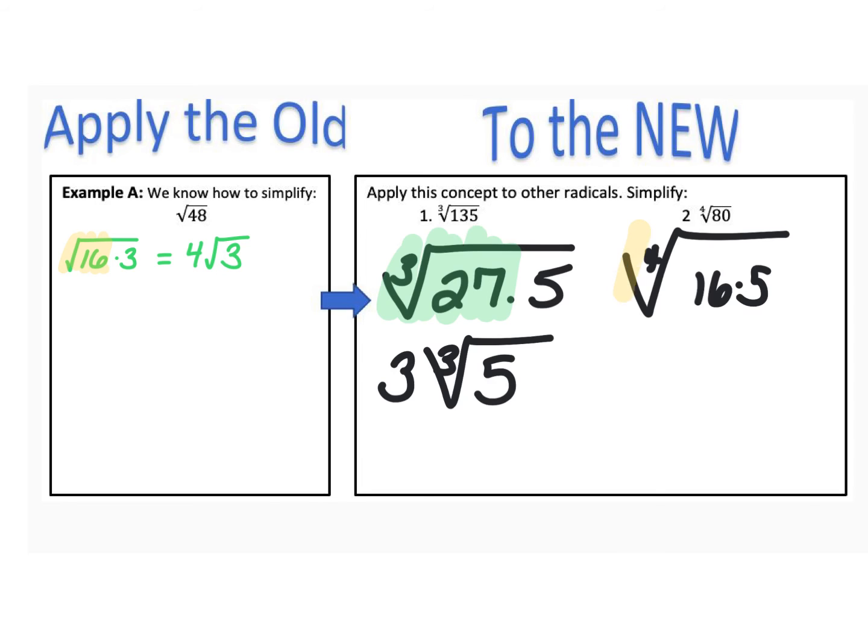Why do I do that again? Because I know the fourth root of 16. It is 2. So it's 2 times the fourth root of 5. Again, type the original expression into your calculator and the simplified one to make sure that your decimals match.